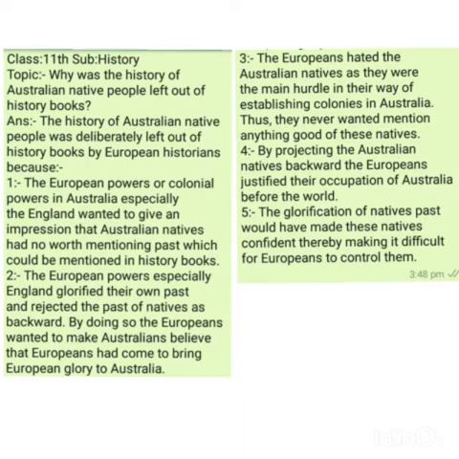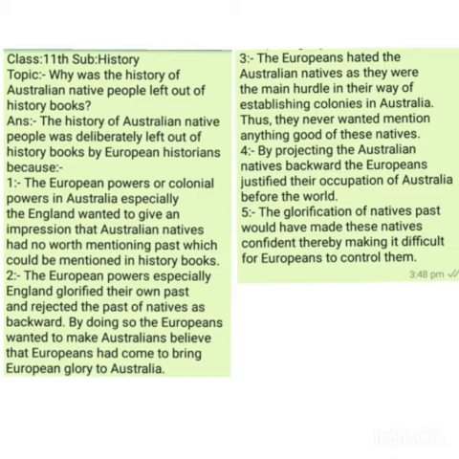It means that these European scholars highlighted the greatness of European culture and society, and by projecting their great past, by glorifying their own past, these European historians wanted to give a feel to the Australian natives that these Europeans had come to Australia to bring the glory of Europe to Australia, as the natives by themselves were backward and had achieved no progress at all.